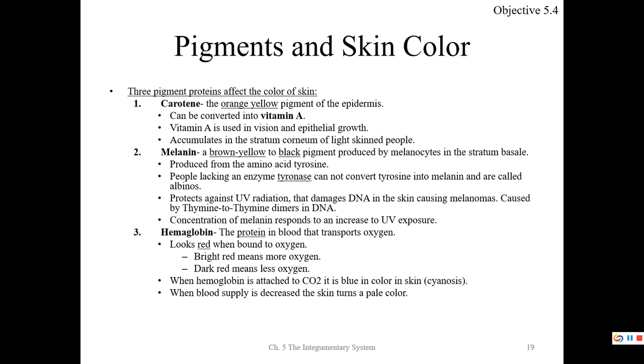Hemoglobin is a protein in blood that transports oxygen. It looks very red when bound to oxygen. Bright red means more oxygen. Darker red means less oxygen. When hemoglobin has less oxygen, it turns blue in the skin. The skin color turns blue, called cyanosis. And when blood supply is decreased, the skin turns a pale color. Okay.